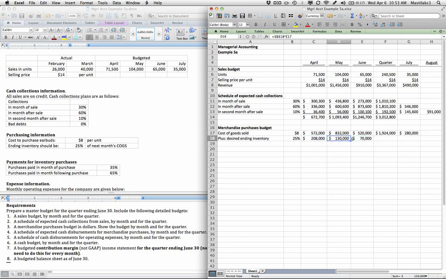So what we know is that each month we want to end with a certain amount of inventory, and we also have to replace what we sell. So we put those two together, and we call that our total needs. How much inventory do we need to have on hand during a particular month?